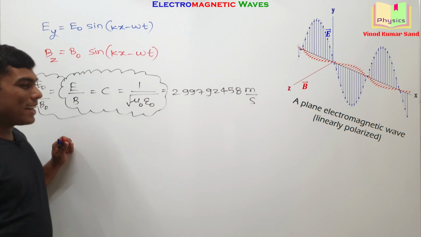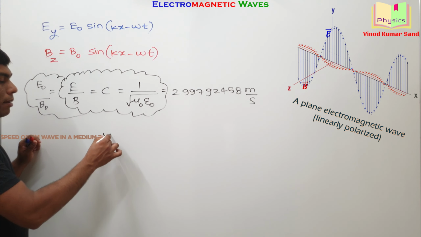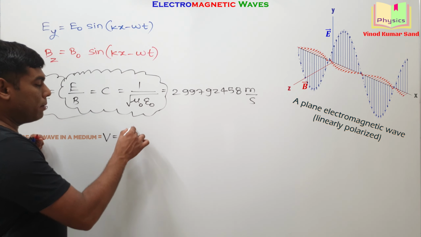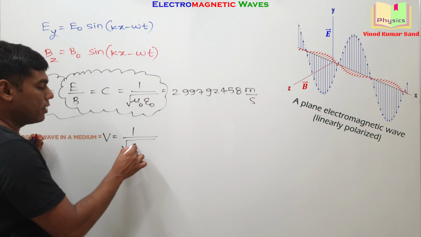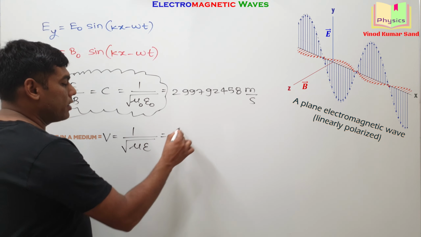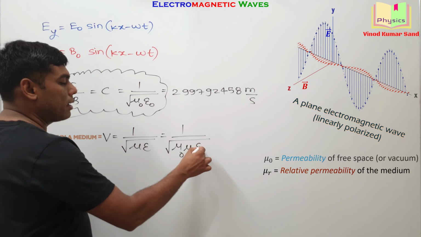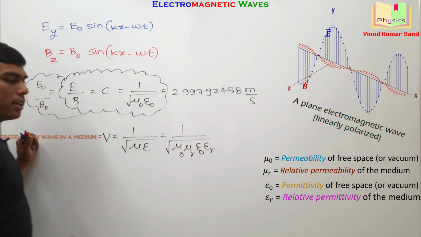Let's look at the next property. The speed of the electromagnetic wave in a medium is given by this formula. You know the values of the mu and the epsilon. You can write them as mu naught, mu r, epsilon naught and epsilon r.